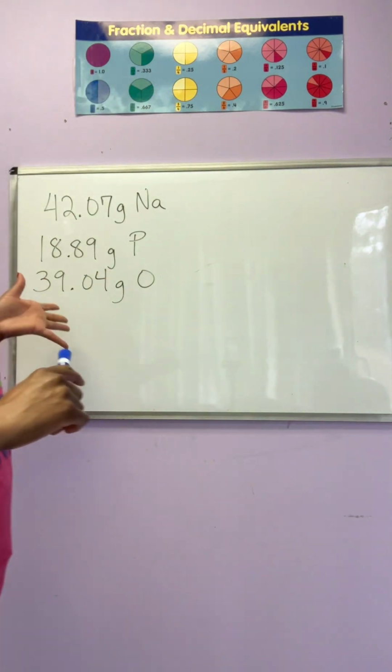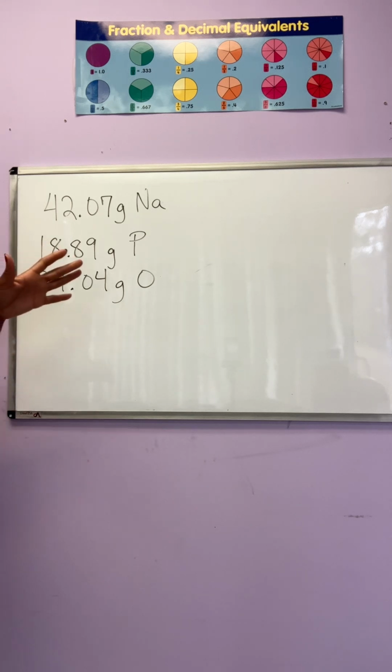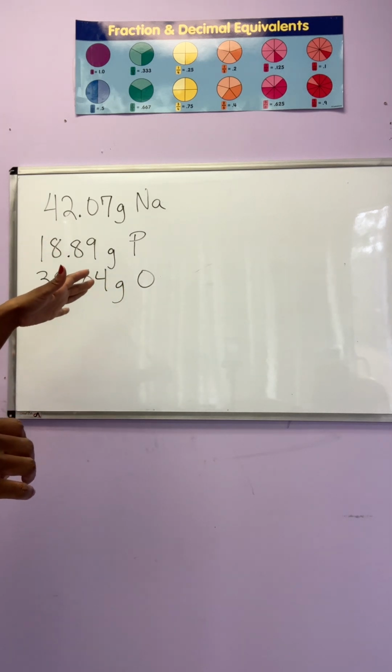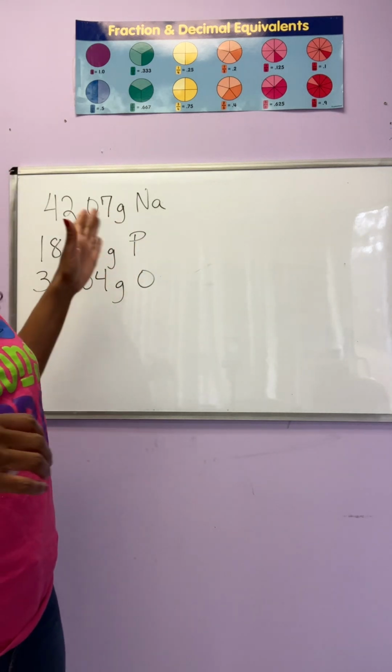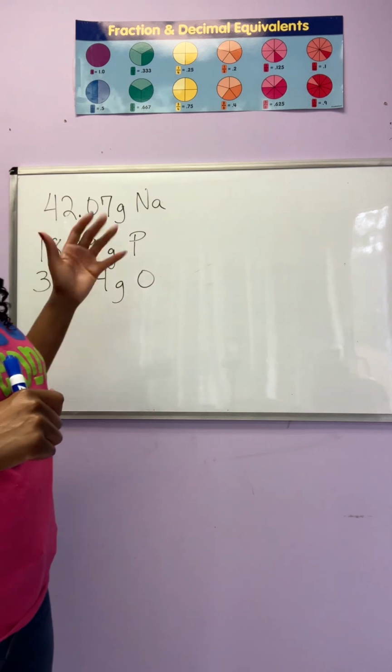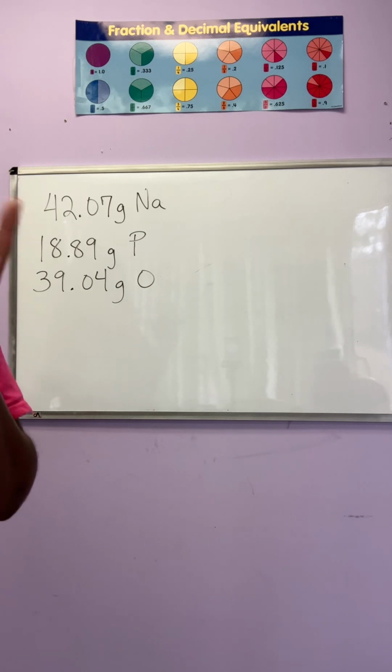Today we're going to do a chemistry lesson, which is how to find the empirical formula of a given compound. Sometimes you may be given these as percent composition, but I just went ahead and changed it to grams. If you're given it as percent, like 42.07% of sodium, just make that 42.07 grams and so on. I already changed these to grams for you. That's the first step. If you're given it in percent, change it to grams.